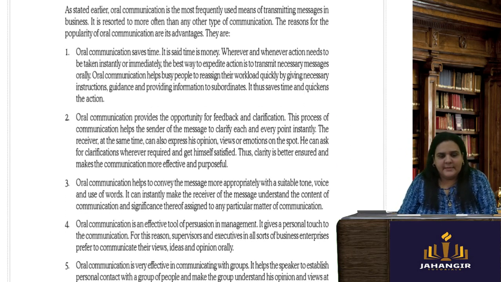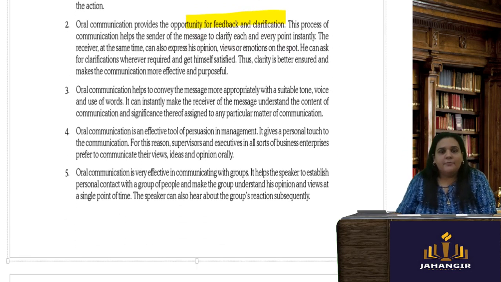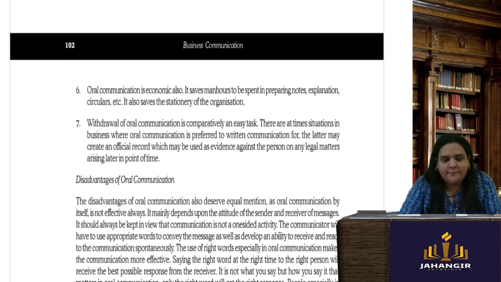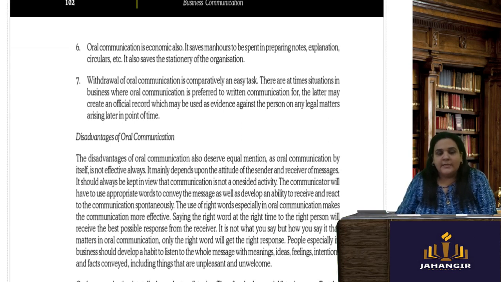Oral communication, basically, quickly we will do this because this is all that is important. It saves time, it provides opportunity for feedback and clarification. There and then you can take feedback. Oral communication helps to convey the message more appropriately with a suitable tone and use of words. It is an effective tool for persuasion in management. There is a personal touch when you talk and speak to your supervisors or executives. It is very effective in communicating with groups and teamwork, like how we have in schools and colleges. It is very economical also, and withdrawal of oral communication is comparatively a very easy task.